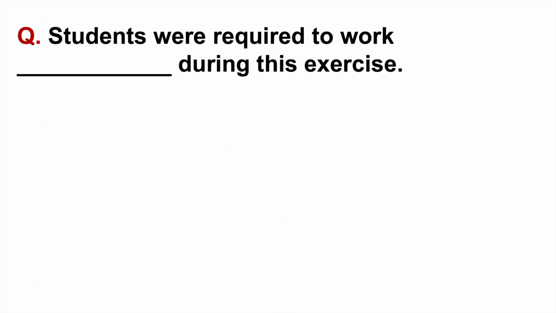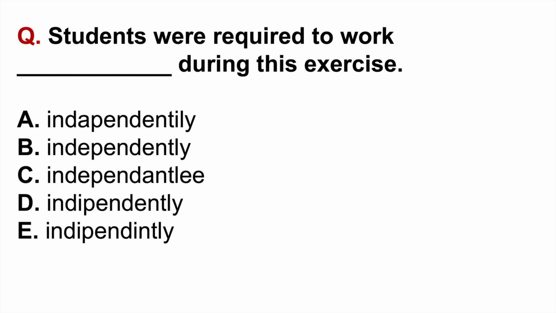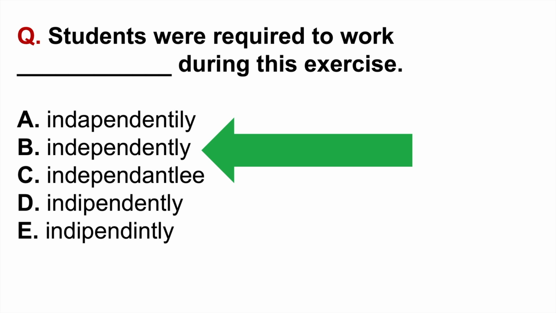Let's start off with spelling. So here's a sample question. It says, students were required to work blank during this exercise, and we have to decide which word fits within the blank. So the word that fits in there is independently. Students were required to work independently during this exercise, but we need to decide from A, B, C, D and E which word is spelt correctly. And the correct one is B, independently.